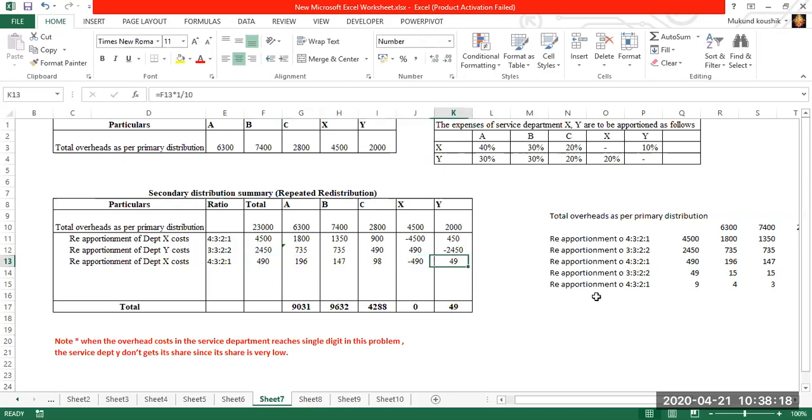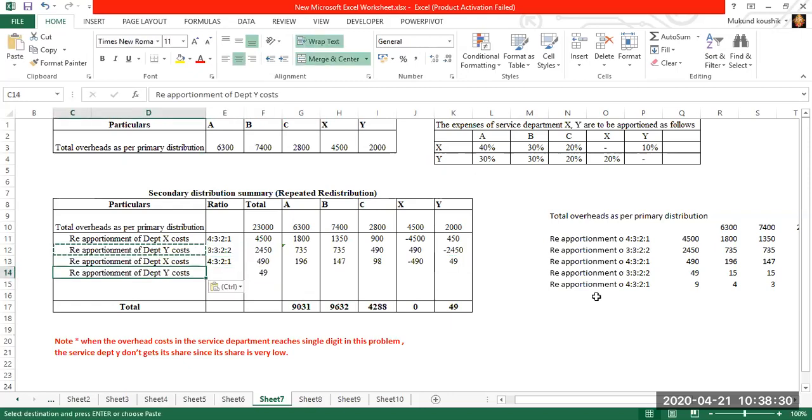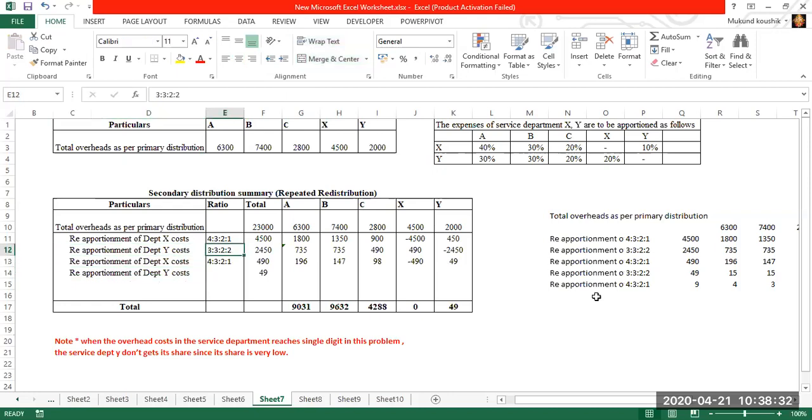Now after this again there are 49 rupees of overheads allowable in service department Y. So this is what we have to allocate now. So service department Y, we are doing the allocation and the ratio will remain the same as earlier. Ratio will not change. So this entire 49 rupees has to be allocated. For department A it will be 49 into 3 by 10. So 14.7, we will make it 15.